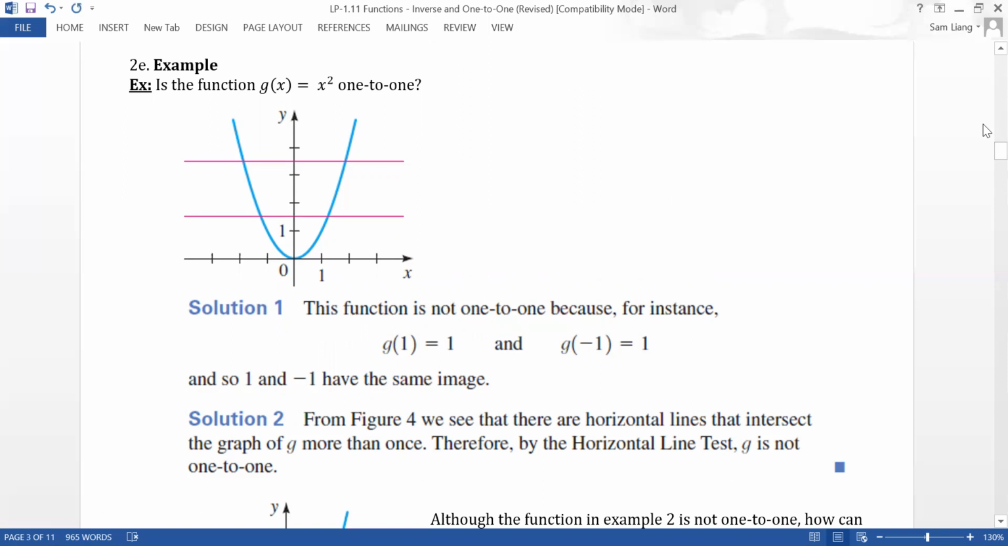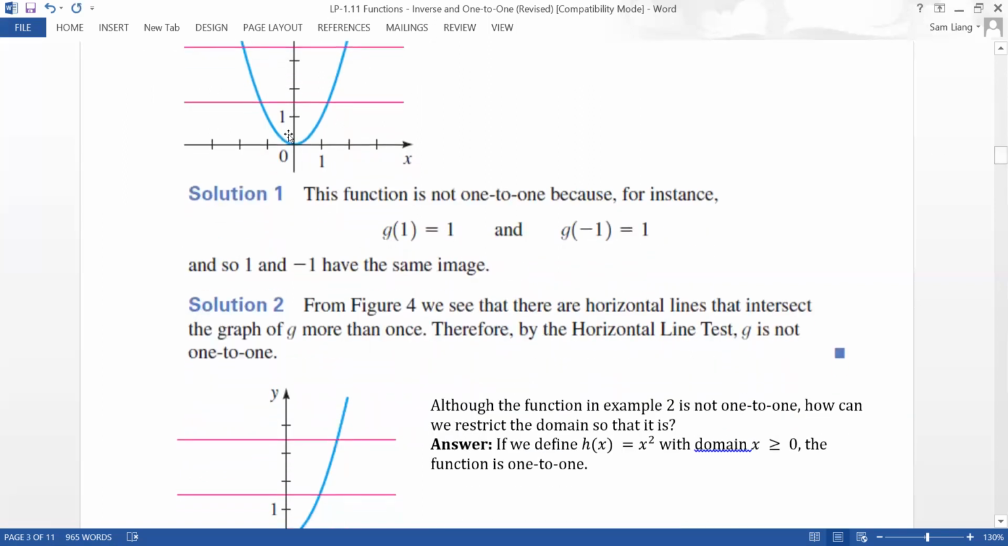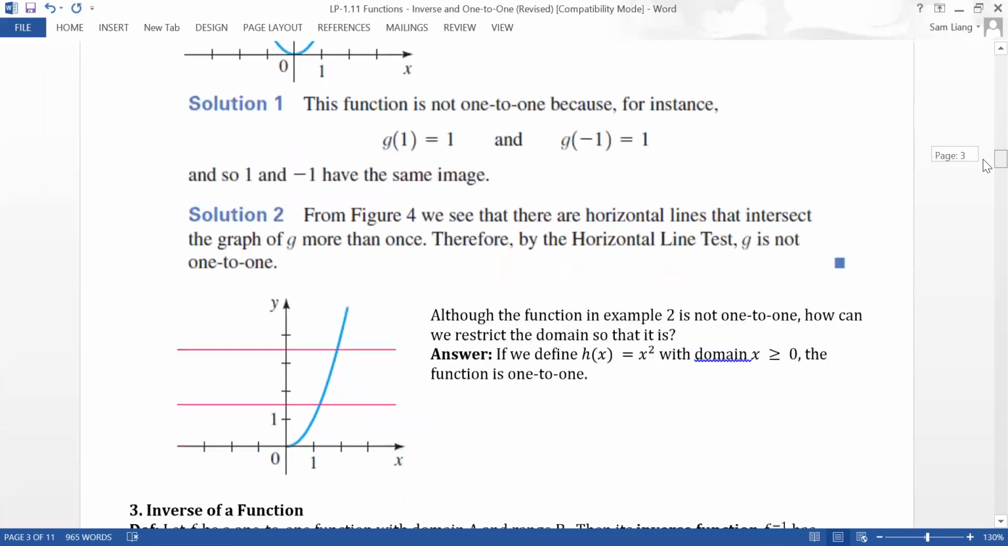Okay, and if you didn't like that explanation, you can always use the horizontal line test. So from figure 4, which is this figure here, we see that there are horizontal lines that intersect the graph more than once. Okay, so like this line, right? Therefore, by the horizontal line test, g is not one-to-one. Okay, so x squared is not one-to-one. Okay, if you need to copy that, please pause the video here. Otherwise, I'll go on to this follow-up question.